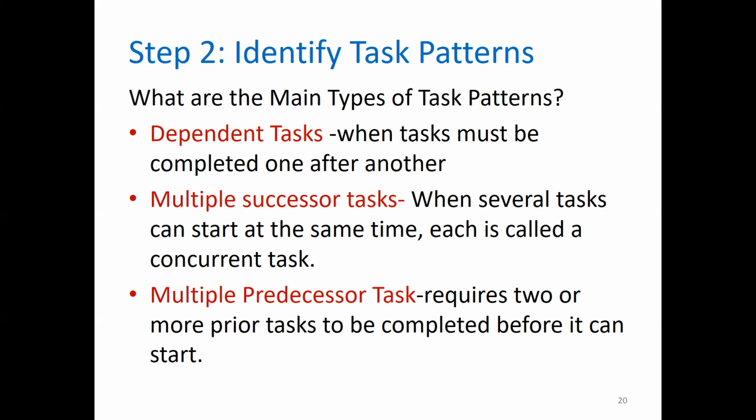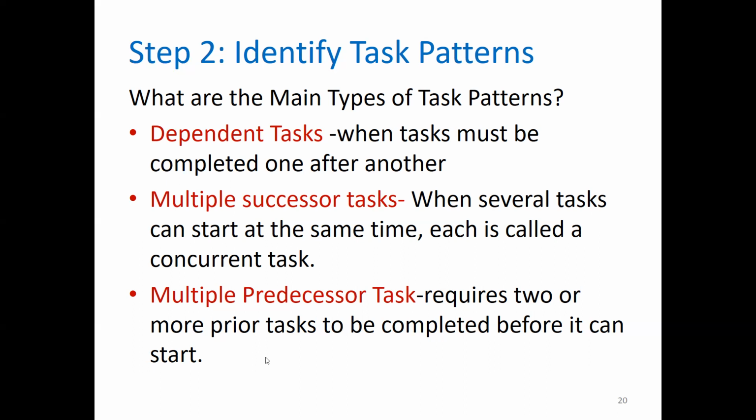All right. And then finally, you have multiple predecessor tasks. A multiple predecessor task requires 2 or more prior tasks to be completed before it can start. In other words, remember tasks 3 and 4 are completed together. Once they're completed, they lead to task 5. So on task 5, the predecessors are tasks 3 and 4. So these are multiple predecessor tasks.